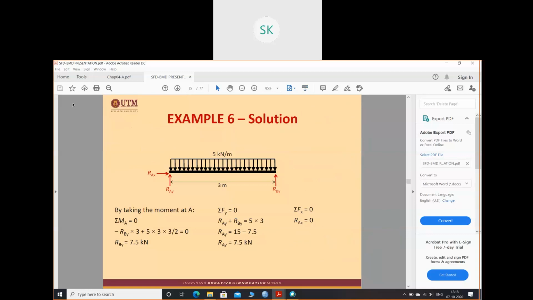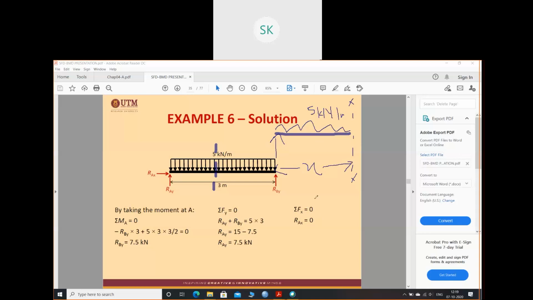Let me explain once again. If I cut a section here, it will be like this. Let me choose another pencil. This is my section. This is the load, 5 kilonewton per meter, and this is RA, and this is at a distance of x meter.